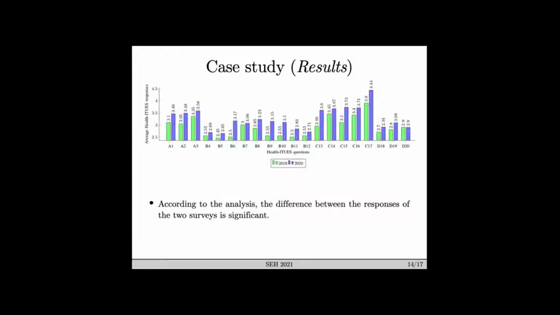So as a result, this figure compares the average of the answers to each question of the health issues questionnaire carried out in 2018 and 2020. For instance, you can see here that in question A1, the average in 2018 was 3.1 and in 2020 was 3.46. We realized also that the result of the t-test showed that the difference between the answers is significant. So we can establish that there is an important difference between the answers of each questionnaire.